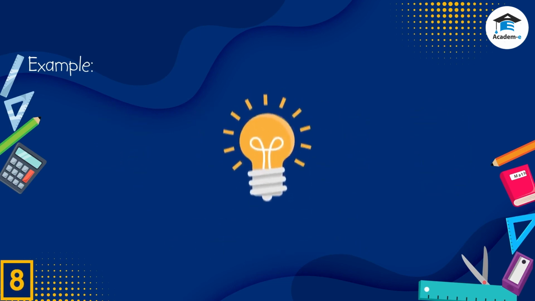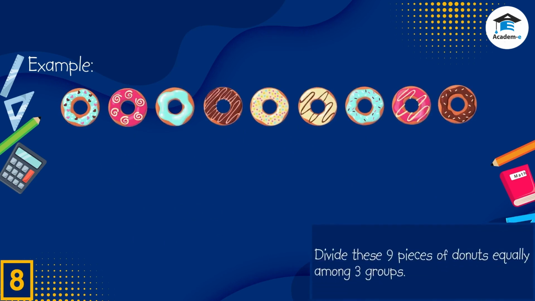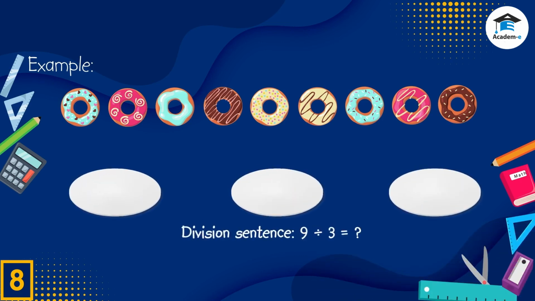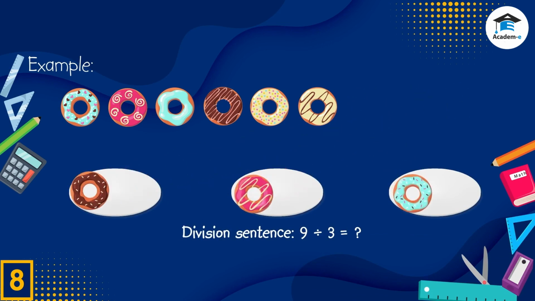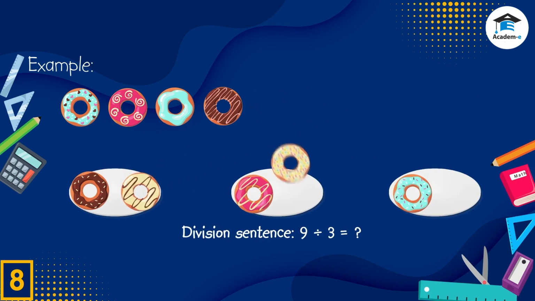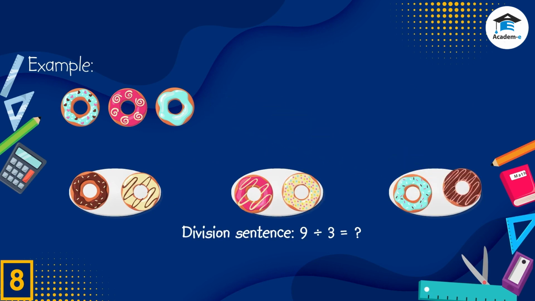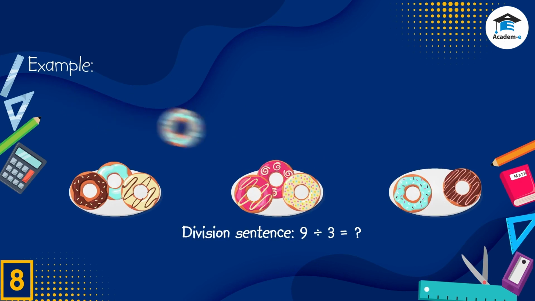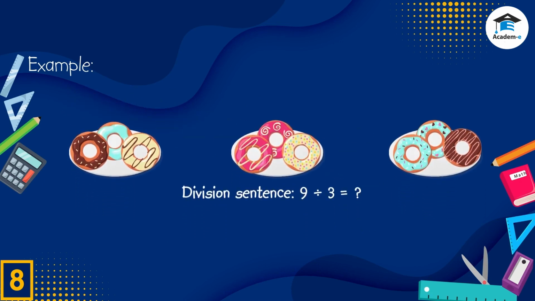Let's have another example. Divide these 9 pieces of donuts equally among 3 groups. In this example, 3 is the divisor. So, we need to divide the donuts into 3 equal groups. Here are the 3 plates. We will simply move the 9 pieces of donuts onto the plates. 1, 2, 3. Each plate has now 1 donut. Again, let's continue distributing the donuts. 1, 2, 3. Keep at it until all donuts are distributed. 1, 2, 3. Each plate has 3 pieces of donuts. Each group has 3 donuts. Therefore, 9 divided by 3 is equal to 3.